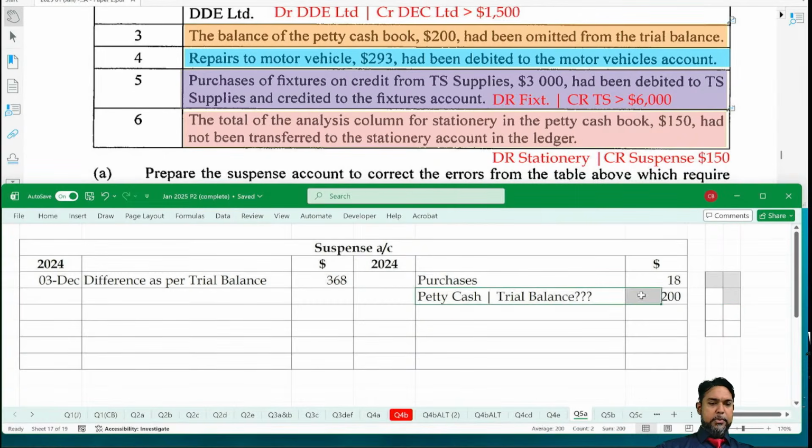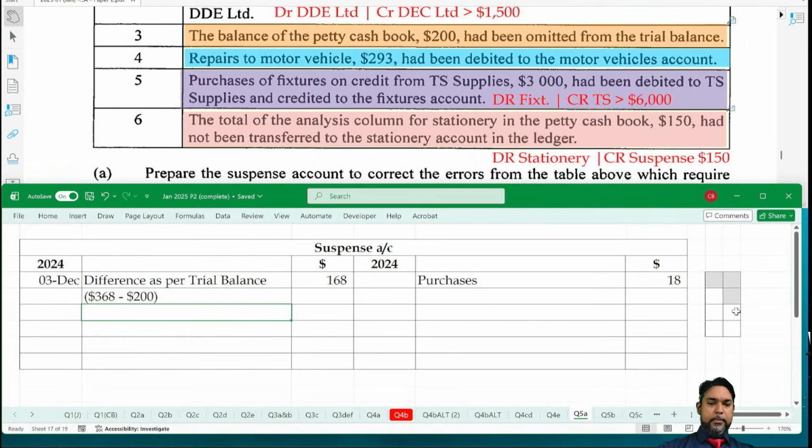Yeah, so this one was the adjustment for this. Again, I think this should be deducted from 368 off the bat. This should not actually be in the suspense account, to be honest. So I'm gonna take it out. I'm gonna put 168 here, and I'm gonna explain that it was the 368 minus the 200.